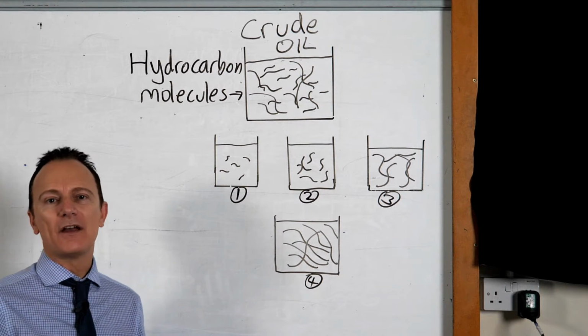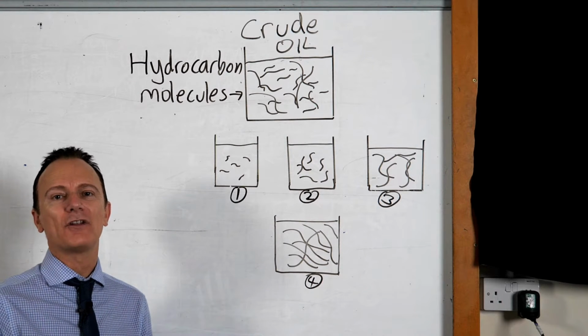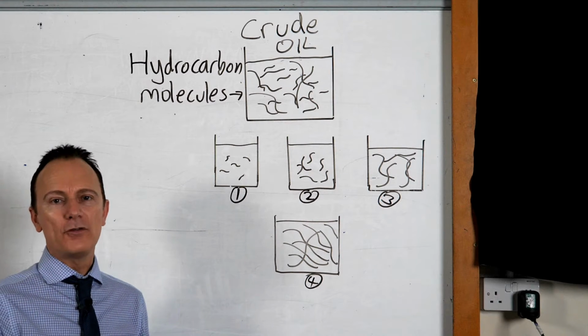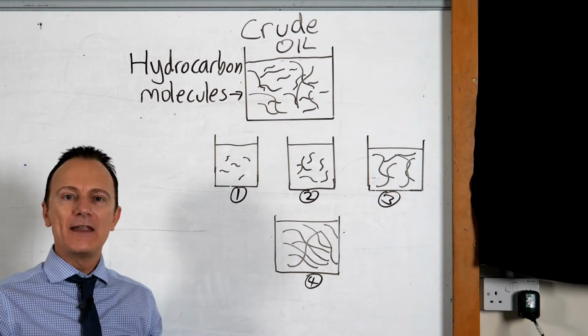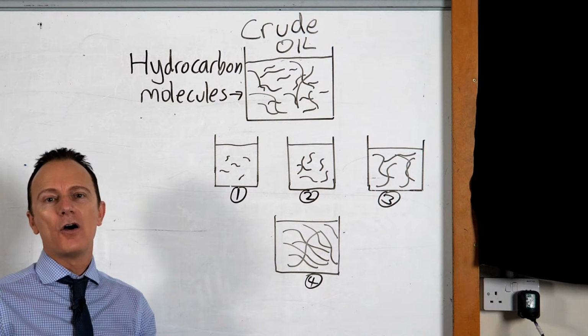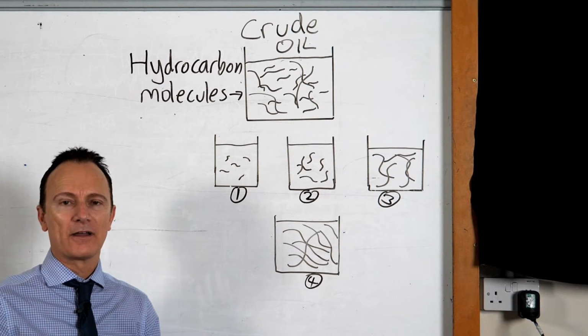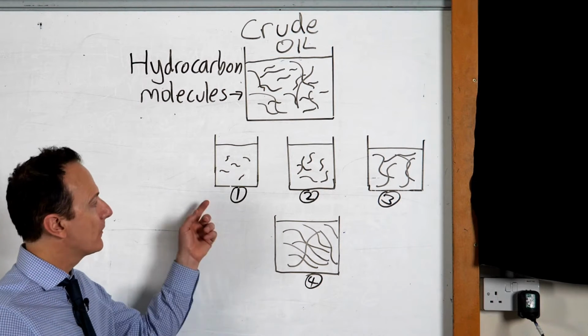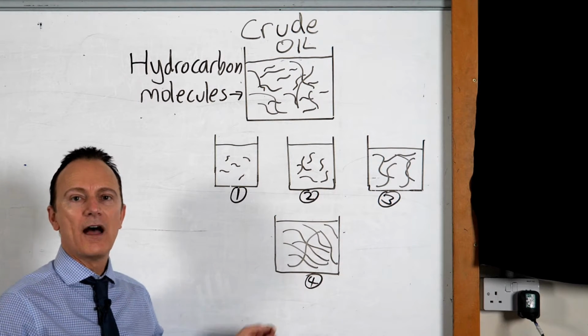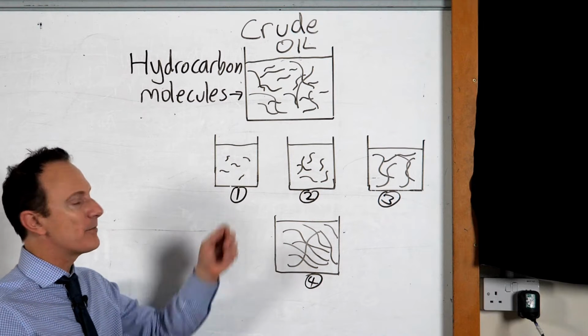And this is how we turn it into useful products like petrol and diesel. Now, crude oil is a mixture of hydrocarbons of different lengths, anywhere from 1 carbon atom long up to 100 carbon atoms long. And fractional distillation is a process that separates those into different fractions of approximately the same length molecules.